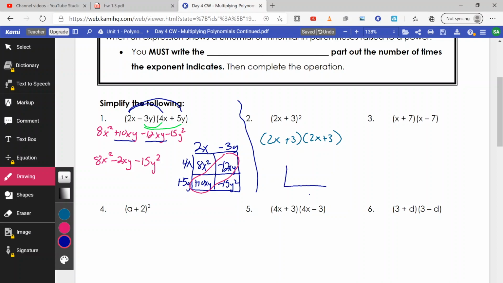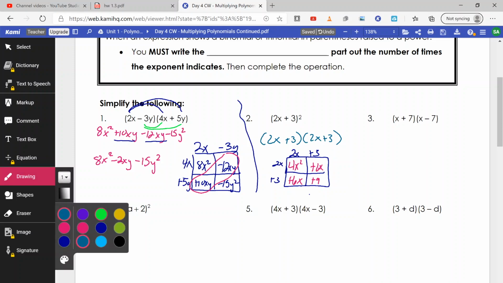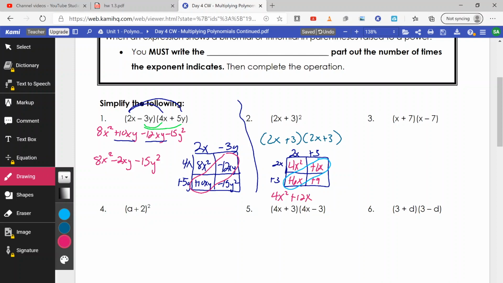So using the box method, we got 2x plus 3, 2x plus 3, split it up. 2x times 2x, 4x squared. 2x times 3 gives me a positive 6x. 3 times 2x is a positive 6x. 3 times 3, positive 9. I have 6x and 6x in the middle here. So we got 4x squared plus 12x plus 9.